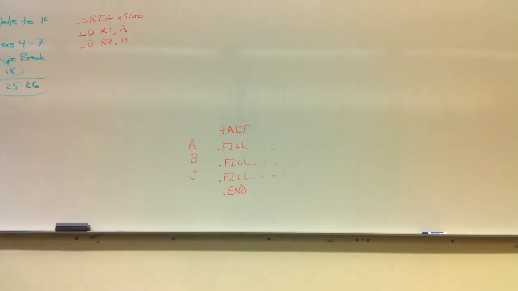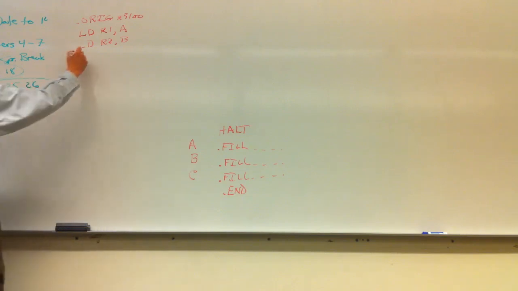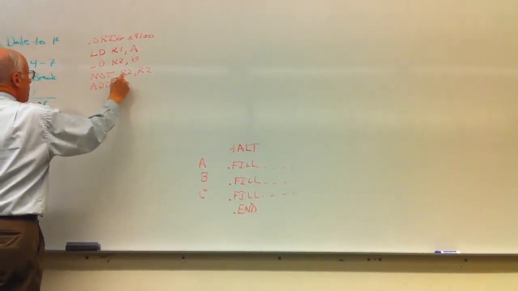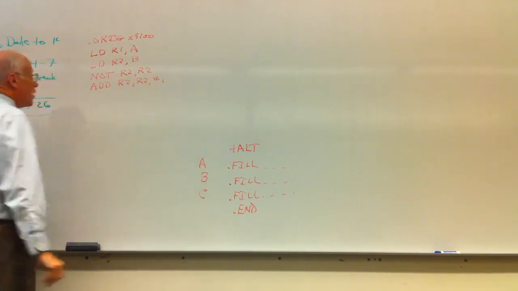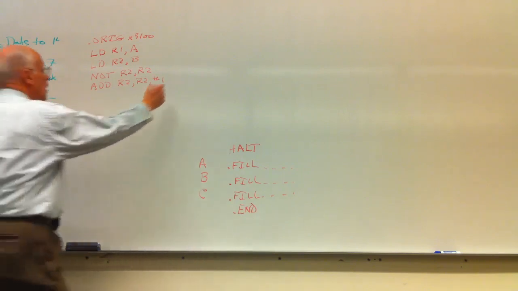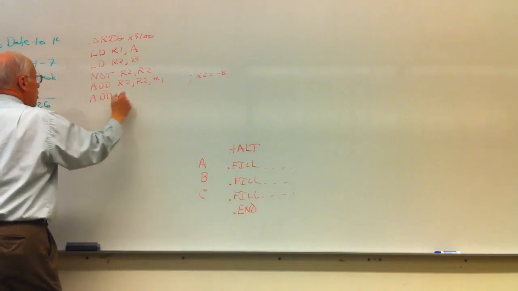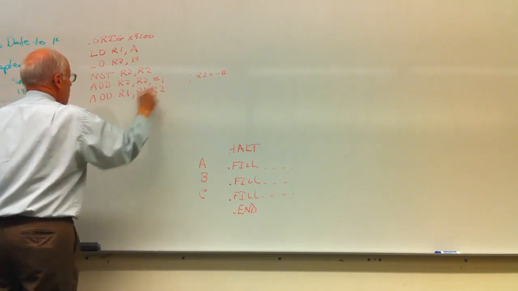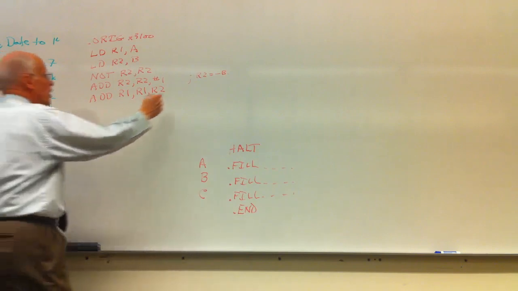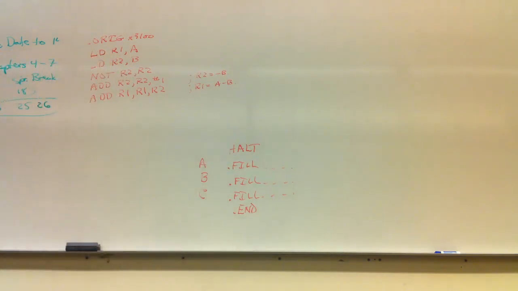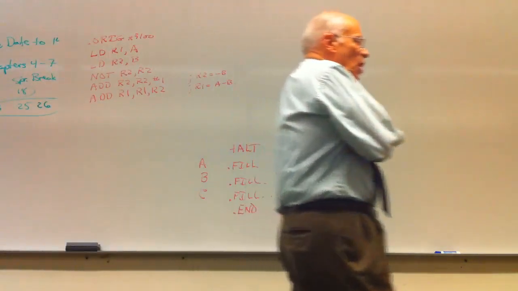Okay, so in order to subtract, remember we have to get the negative of one of these things, which we do by taking a not and then adding 1. So at this point, just as a comment, register 2 is minus B. Then we'll add that negative number onto it, and so now register 1 is A minus B. Now, I said we wanted to put these into increasing order, so I want the smaller one to be first.